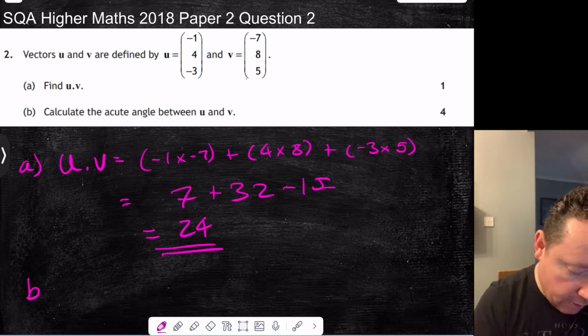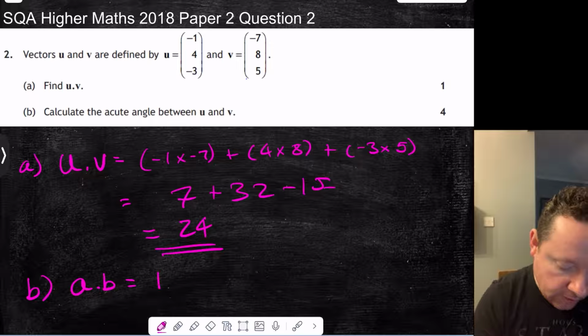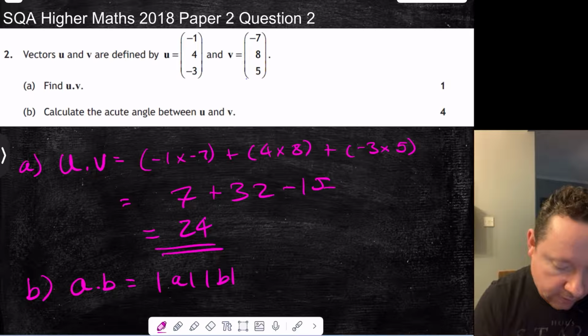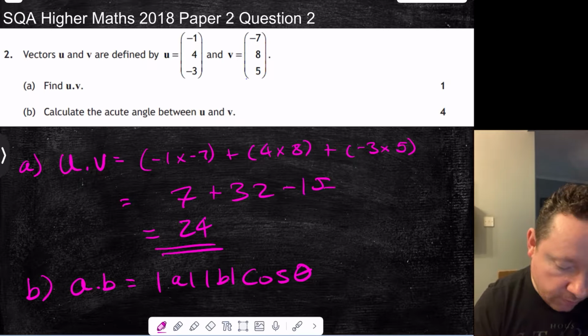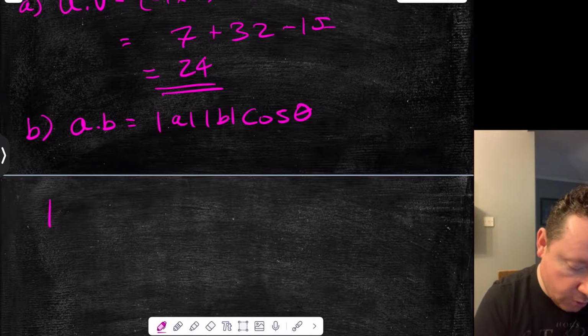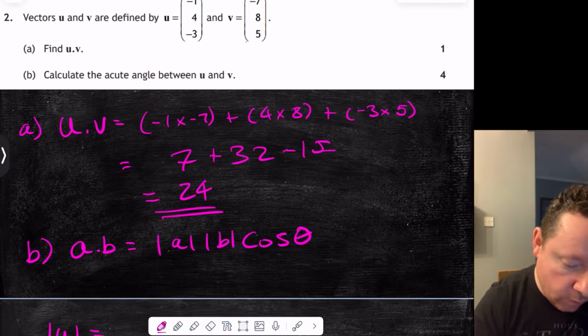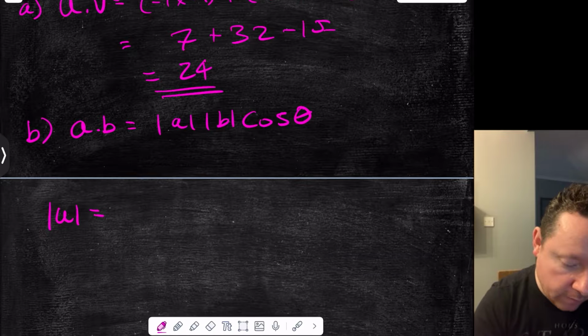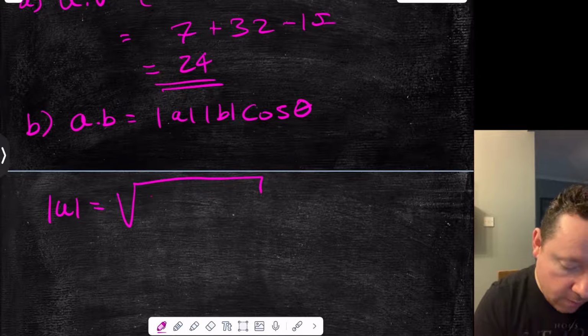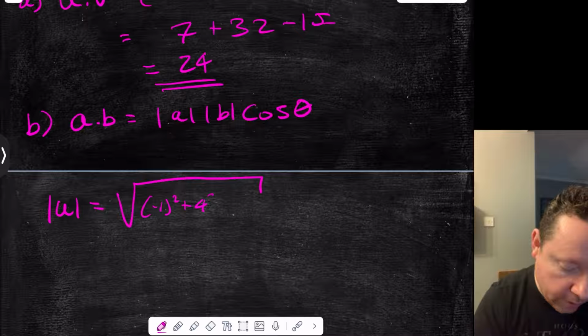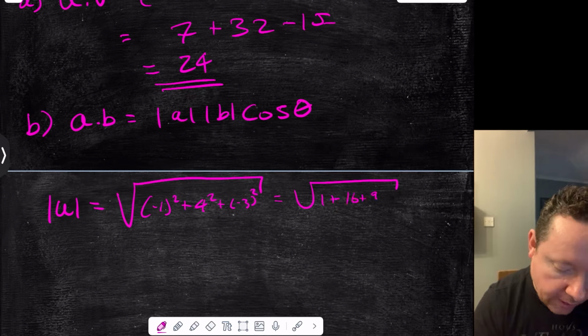Okay, part B. Find the acute angle between U and V. So again, the start of the exam paper, A dot B is equal to the size of A times the size of B times the cos of theta. So we know the A dot B, so we need to find the size of U and V. So the size of U is equal to the square root of -1 squared plus 4 squared plus -3 squared. That's the square root of 1 plus 16 plus 9.